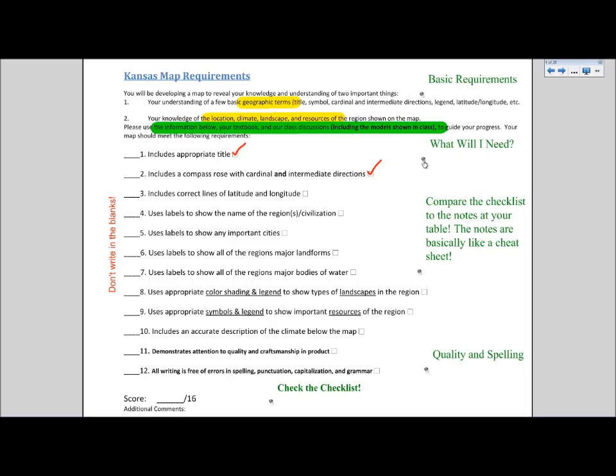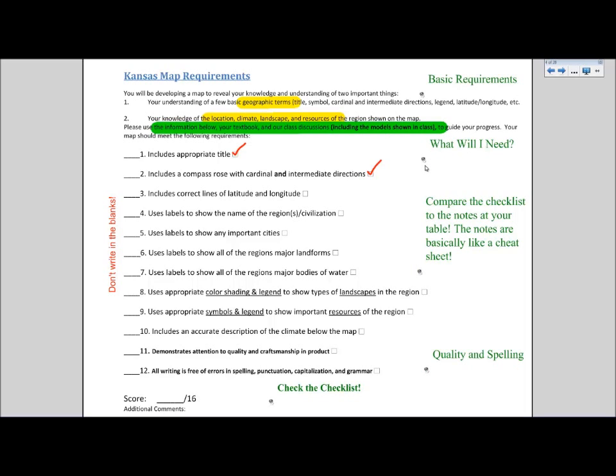The next thing you need to know about completing maps and social studies is what resources you'll need to use in order to do this. I want you to highlight or underline where it says please use the information below, your textbook, and our class discussions, including the models shown in class, to guide your progress.